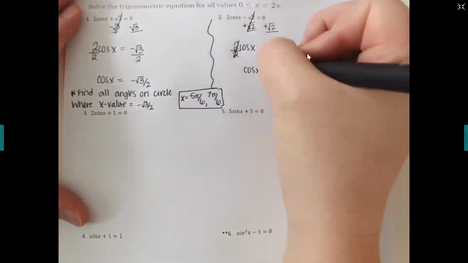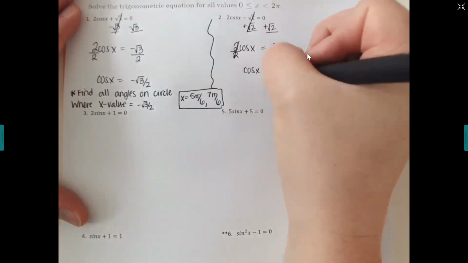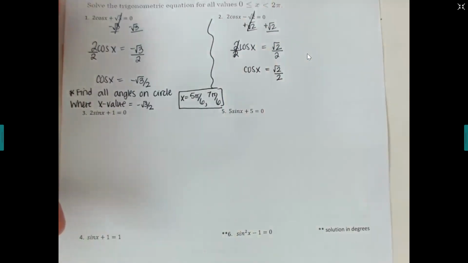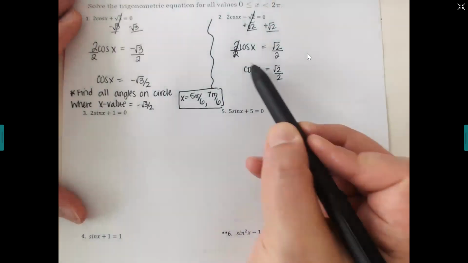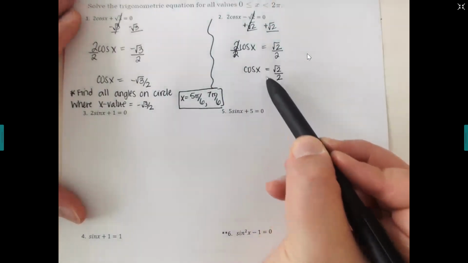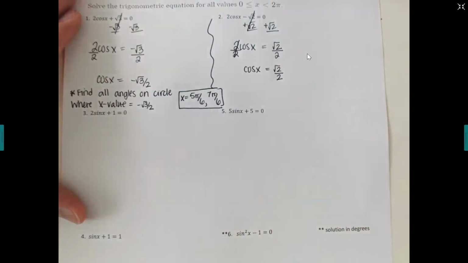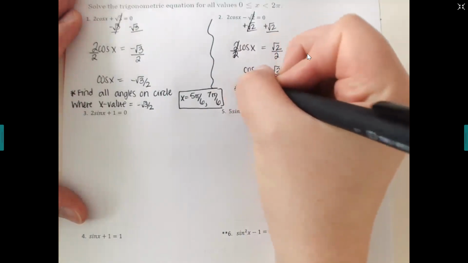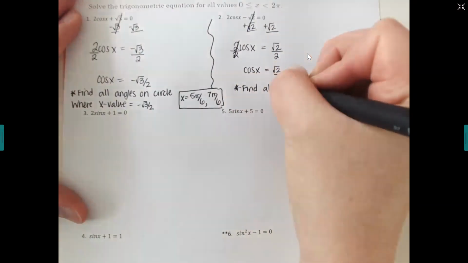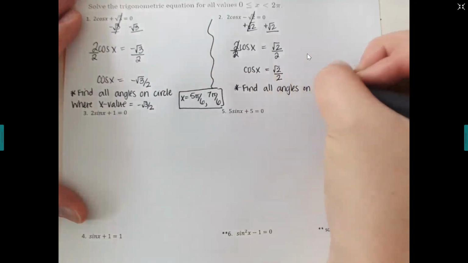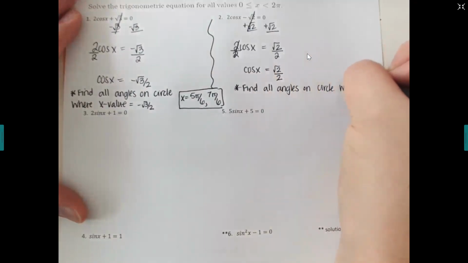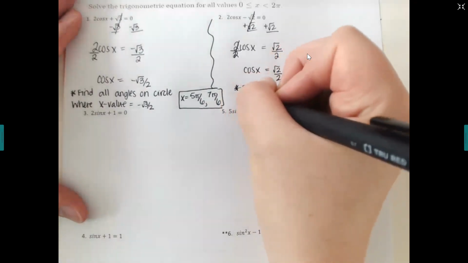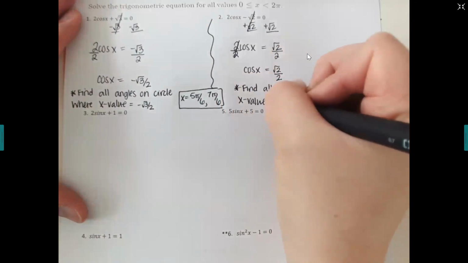So I have cosine x equals root 2 over 2. Once I get cosine x by itself, I'm looking at my circle for all angles where my cosine, or x value, is equal to this number. I'm going to write that as a sentence just for the first few examples, then we'll stop doing that. So find all angles on the circle where the x value is equal to root 2 over 2.